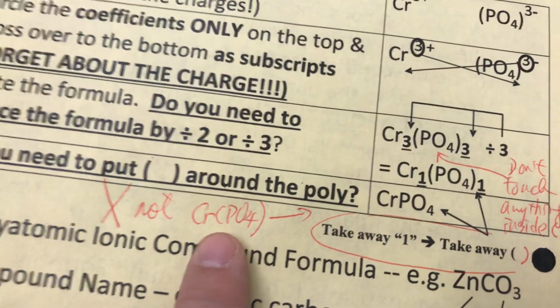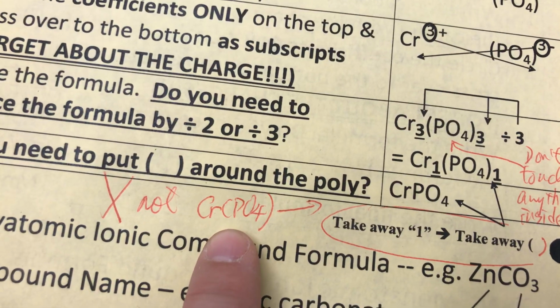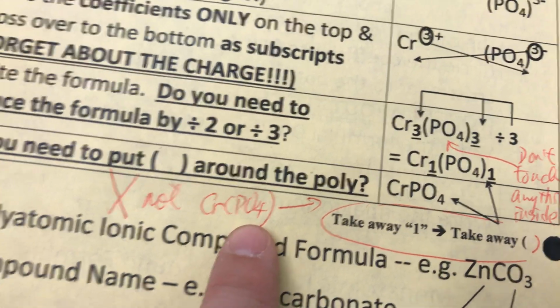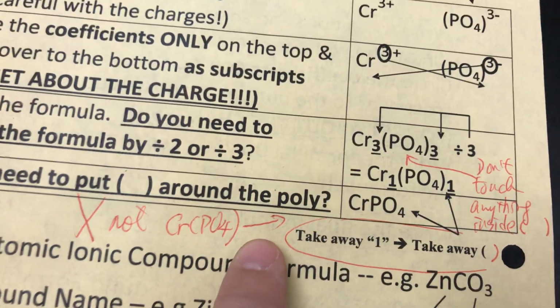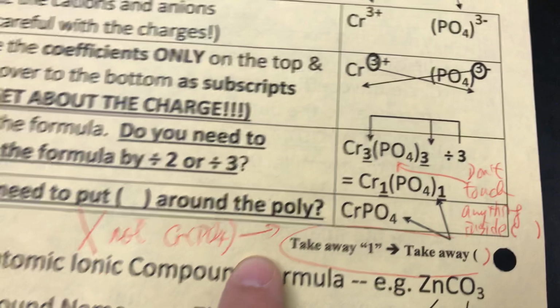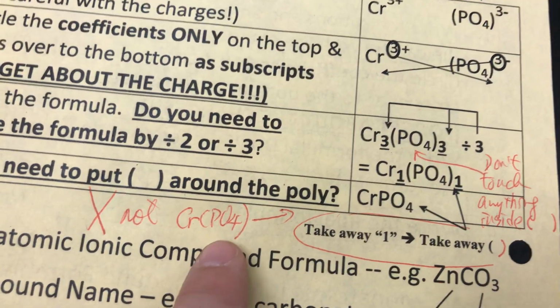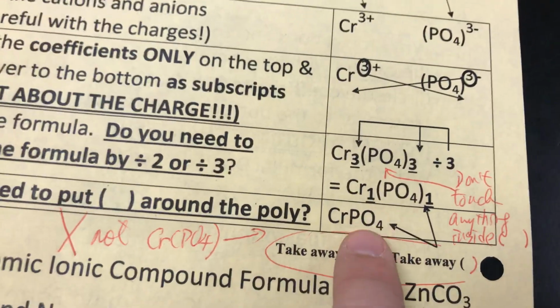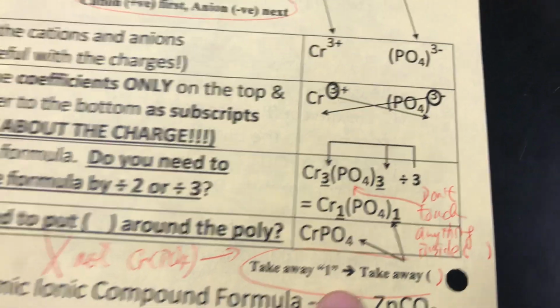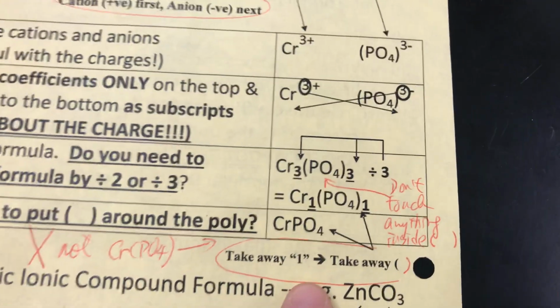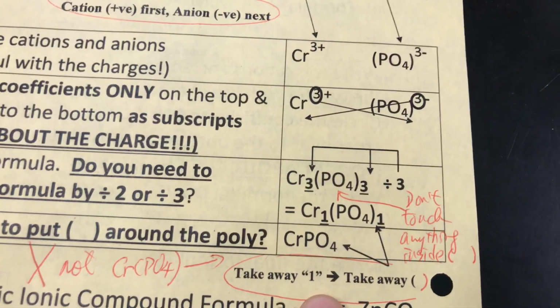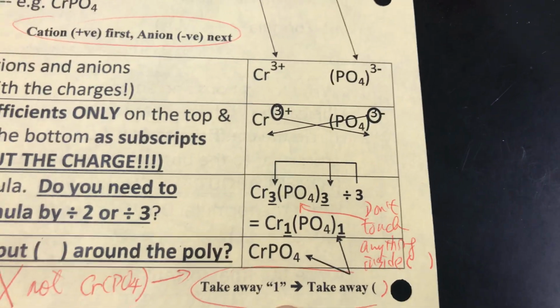So the answer cannot be Cr parentheses PO4 close, because I have no number outside. There's no need to keep parentheses. So Cr(PO4) is wrong. It should be no parentheses, CrPO4. Again, when do you take away the parentheses? When you take away the 1. Otherwise, you have to keep the parentheses.